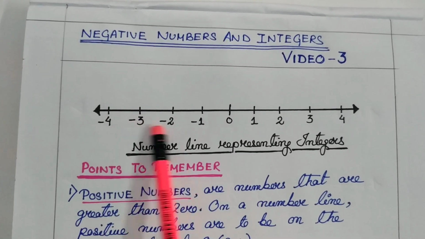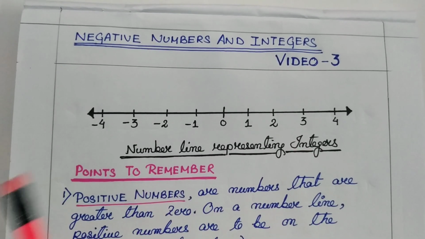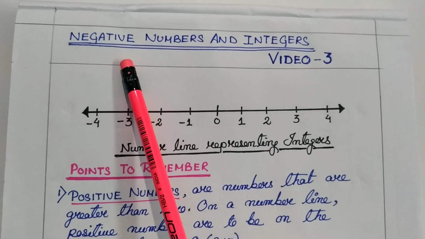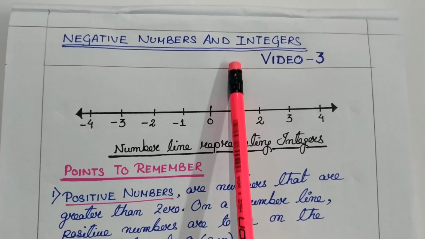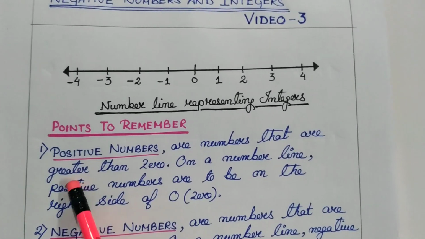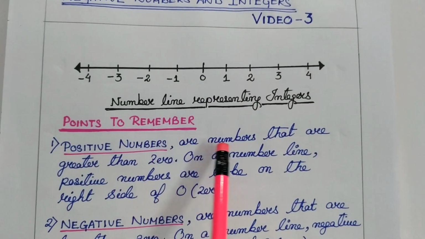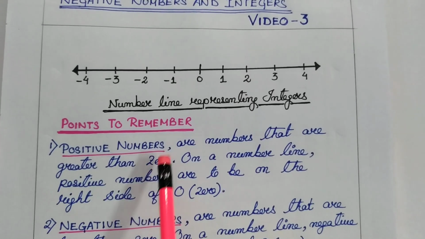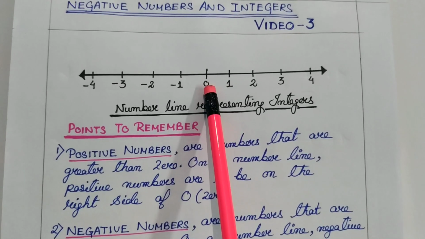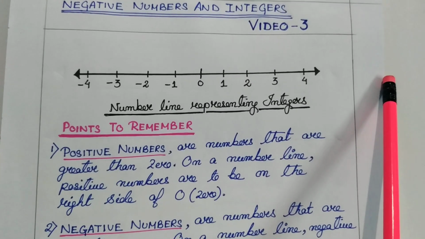So I have drawn a number line and this represents integers. Now this is our third video and I'm still continuing the same chapter. The chapter name is negative numbers and integers. Now there are a few points that I am going to discuss. Points to remember. Number 1, positive numbers are numbers that are greater than 0. That means 1, 2, 3, 4 and to infinity.